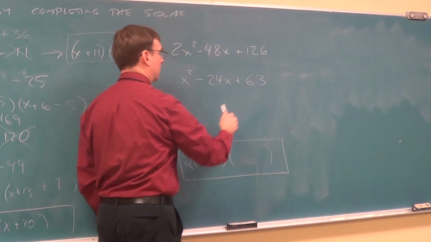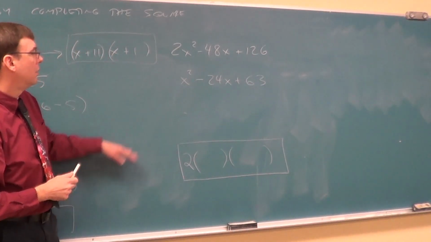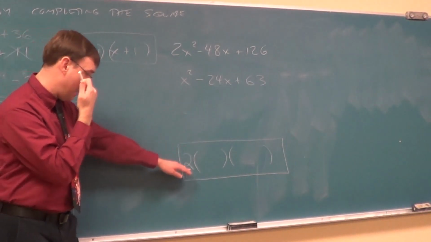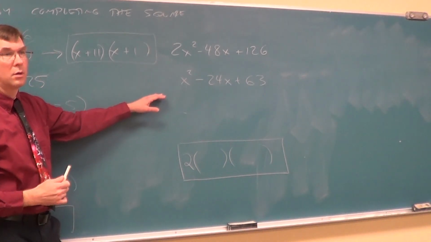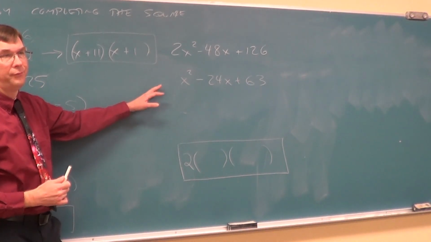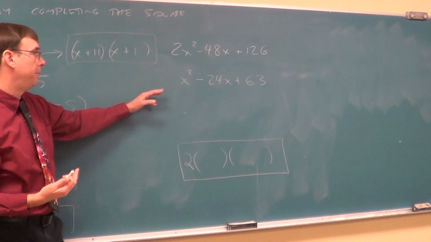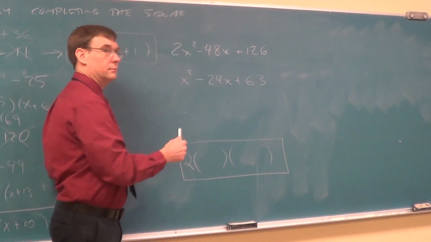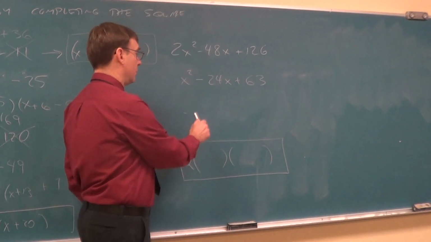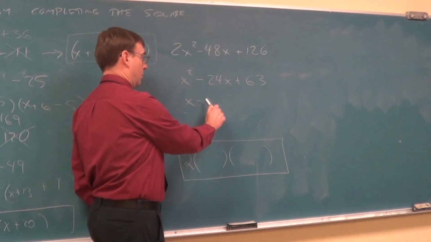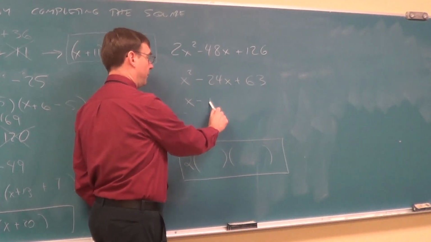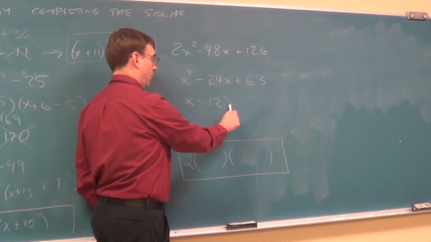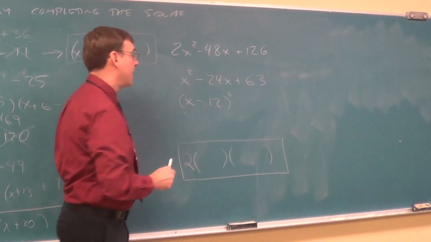63. Correct. So the 2 came out, that makes new stuff. I got my 2 in my answer zone, and I'm good. Question about the 2 coming out? Then what? Yeah, got the x. Minus. No, it's plus. Oh no, it's minus. That's minus 12. Parentheses, square. That is x minus 12 squared.